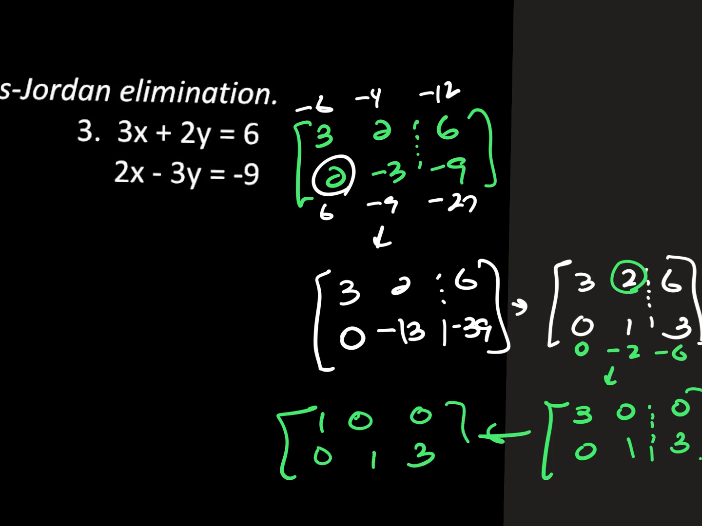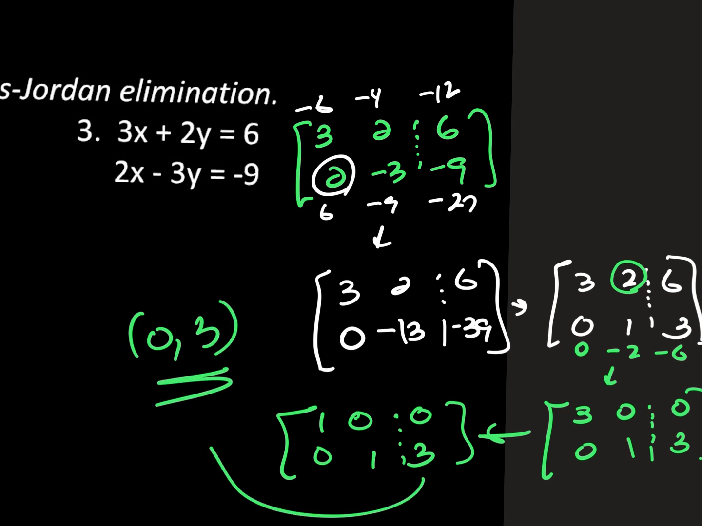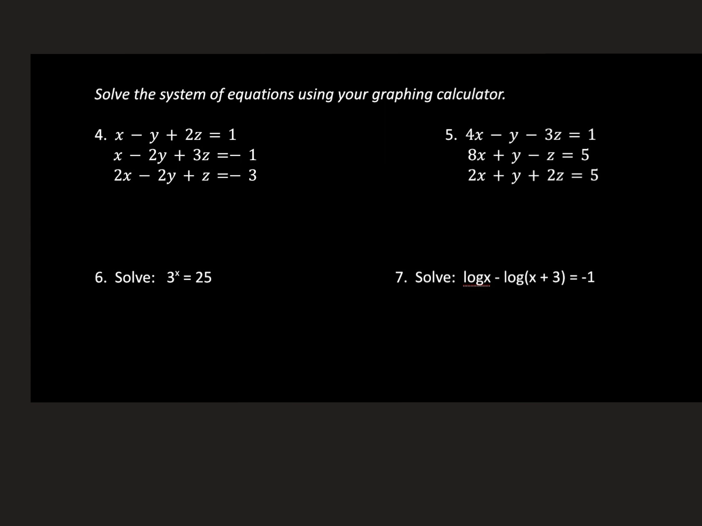So I get here. And guys, I'm done. My final answer is (0, 3) from right there. All right, let's keep going. Number 4, 5, solve system on your graphing calculator.